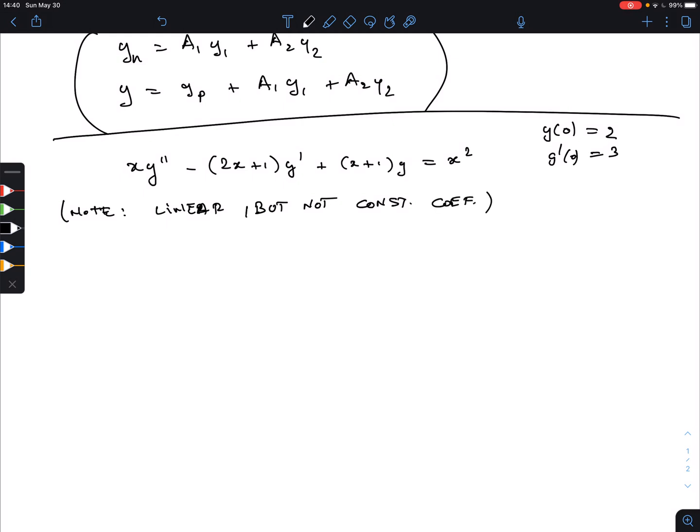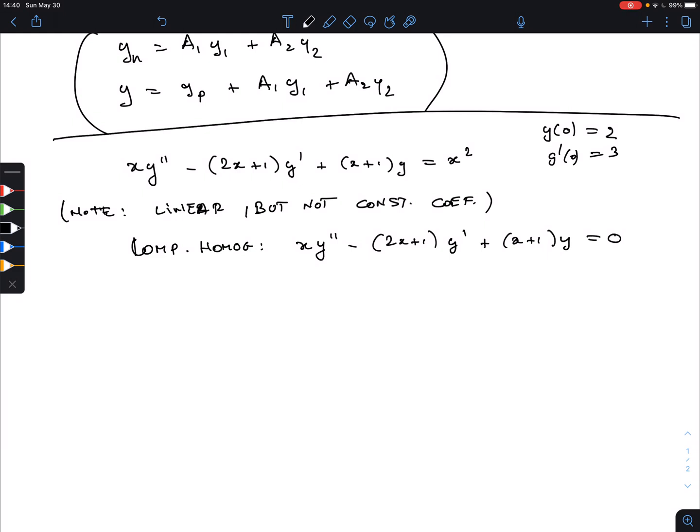So in particular, you should not introduce the characteristic equation here. Think about it. What would that be? Okay, for the homogeneous, let's look at the complementary homogeneous one, which would be x y double prime minus (2x plus 1) y prime plus (x plus 1) y equals 0.